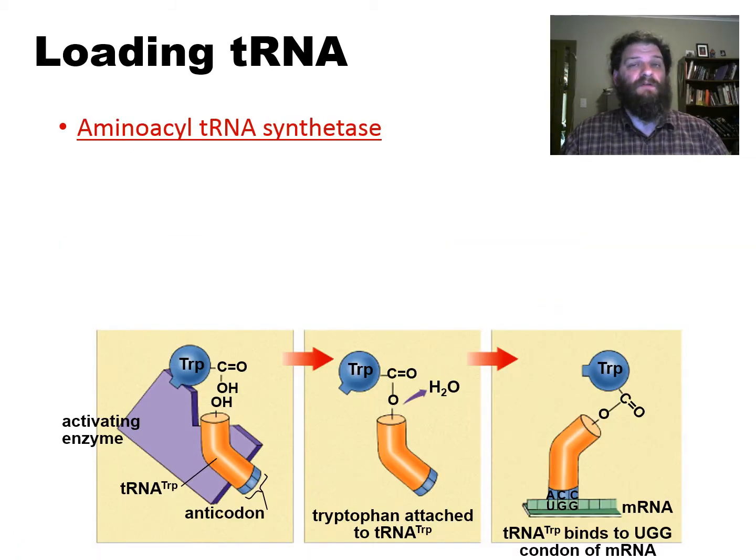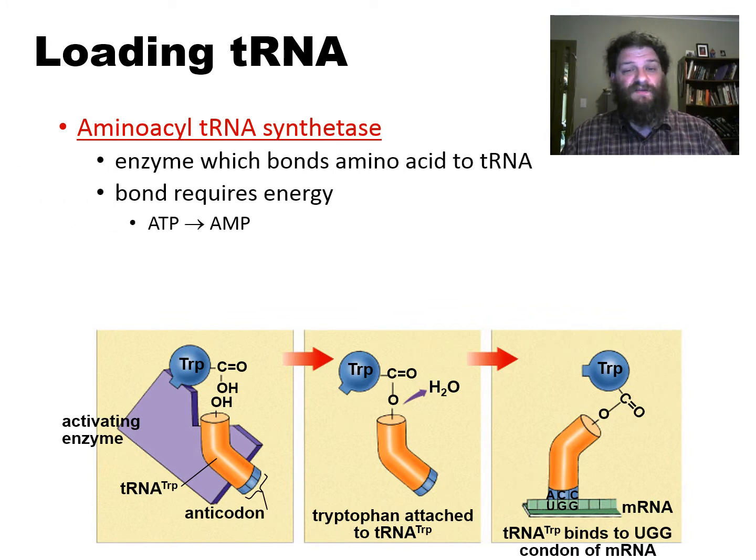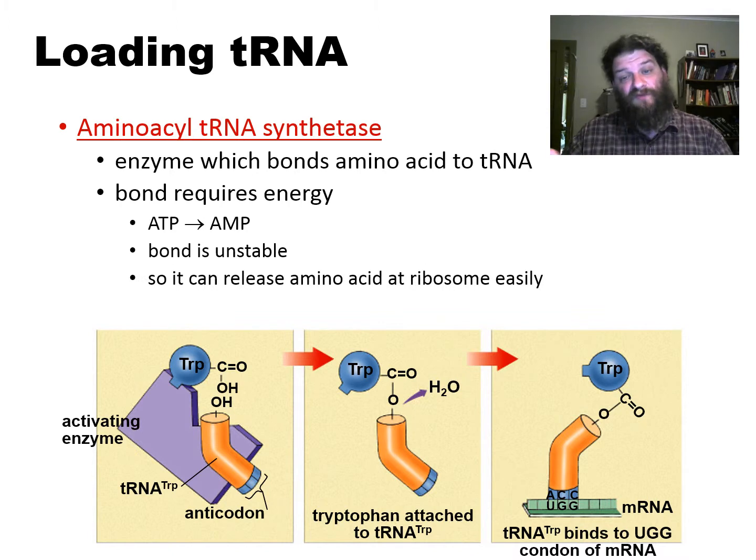Each transfer RNA is loaded up with its amino acid using aminoacyl transfer RNA synthetase. This enzyme uses quite a bit of energy. It's going to actually take ATP all the way down to AMP, and that means that the bond is pretty unstable between the transfer RNA and the amino acid. And that is important because, of course, it's got to be able to break off and leave the amino acid behind.